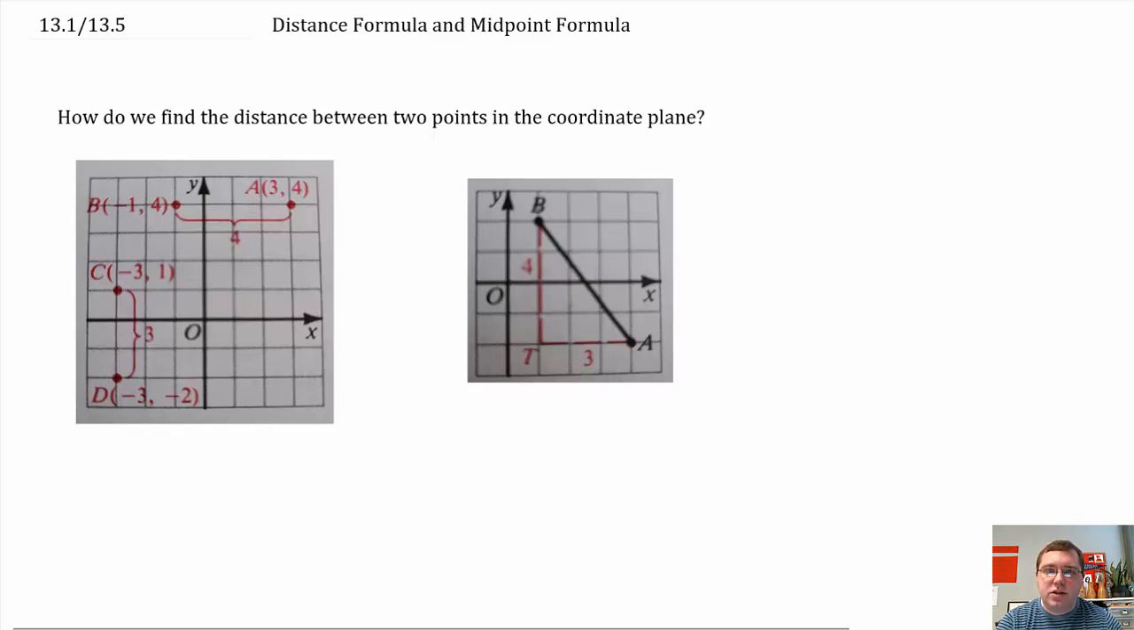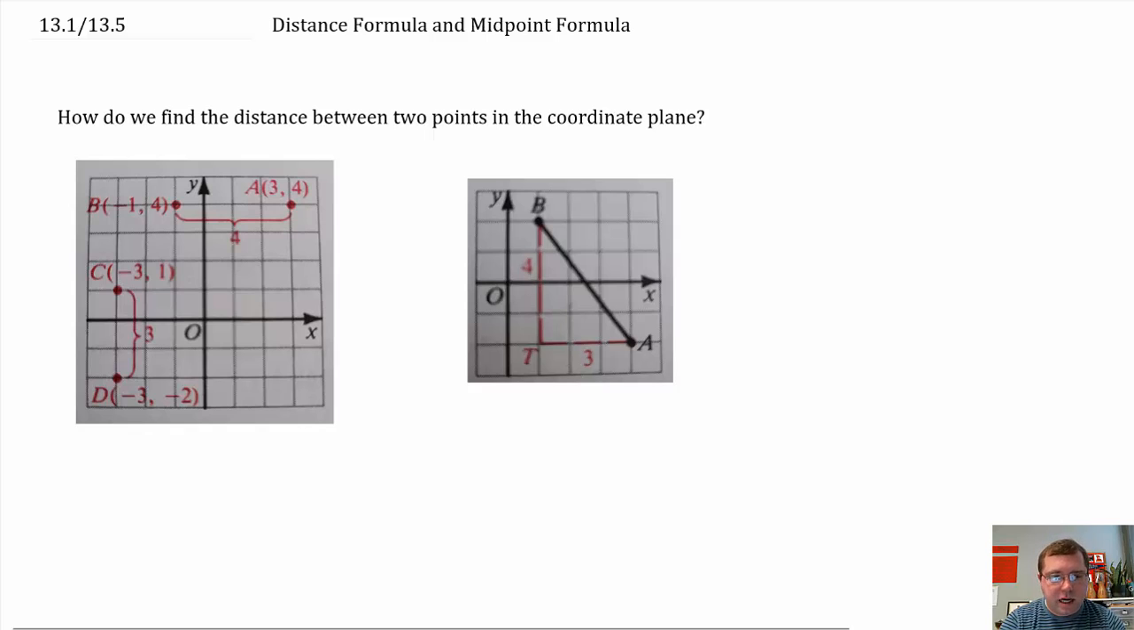This is a video in sections 13.1 and 13.5, the distance formula and midpoint formula, in chapter 13, where we are working on coordinate geometry, which is the geometry of things in the coordinate plane, the x and y axes. So let's focus on 2 points in the coordinate plane. We want to be able to find the distance between them, and we want to be able to find the midpoint of the segment that connects them.